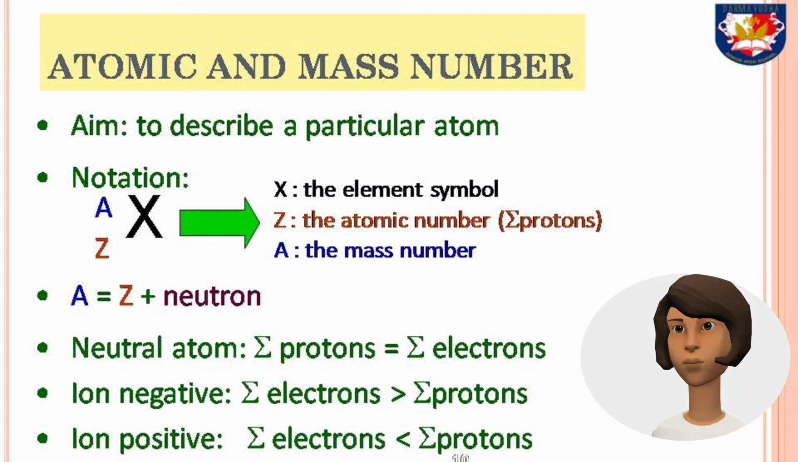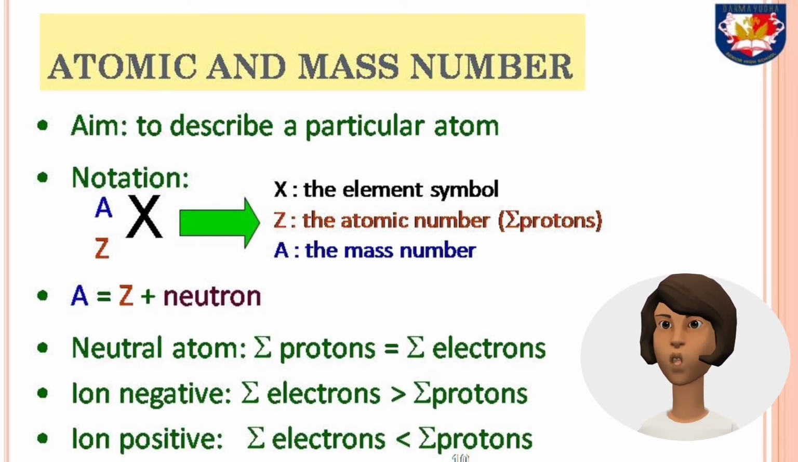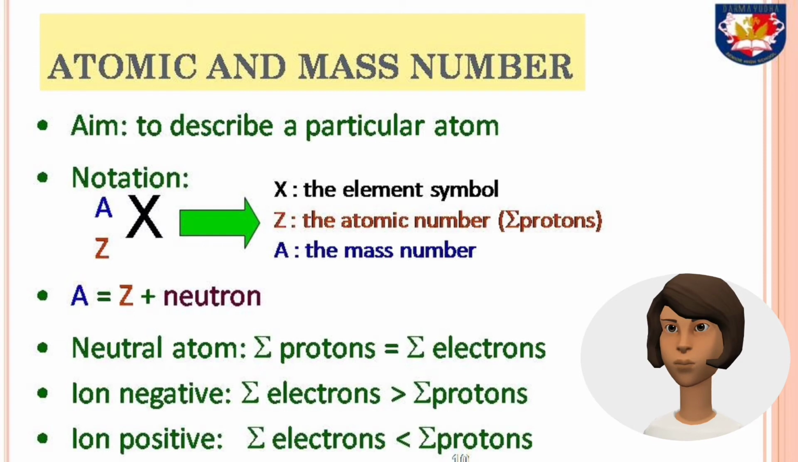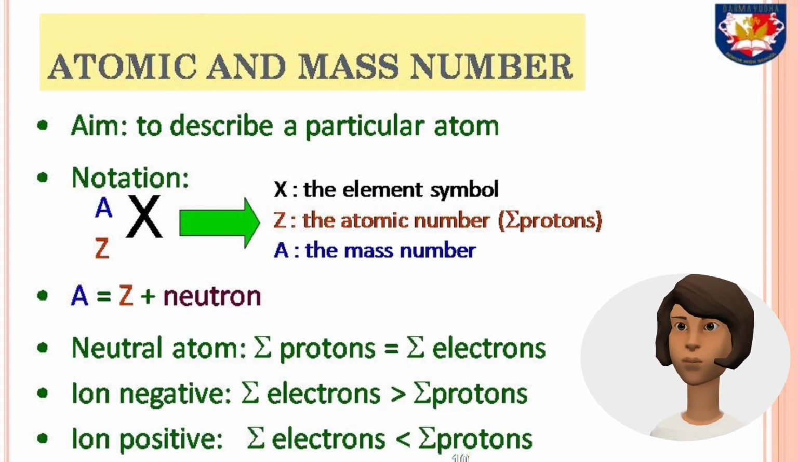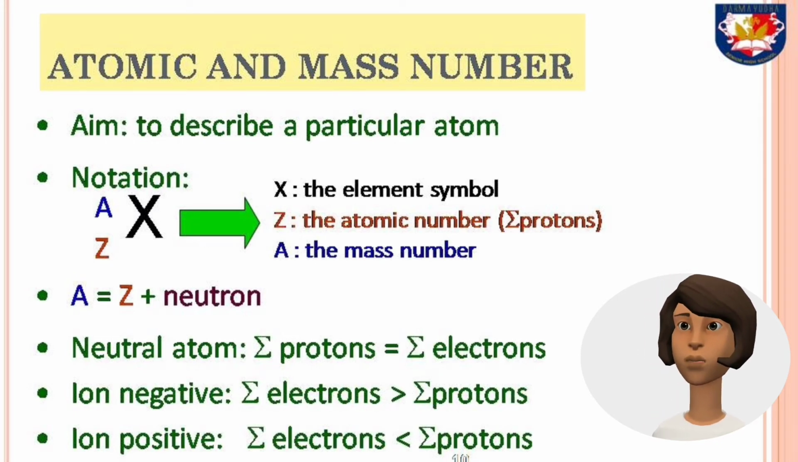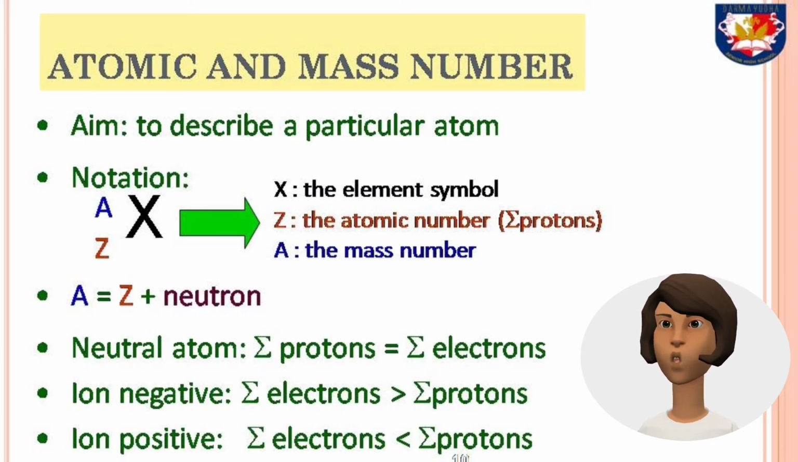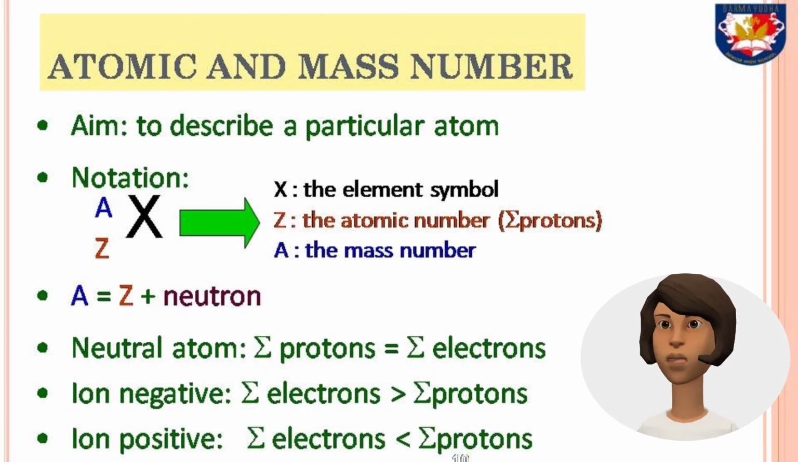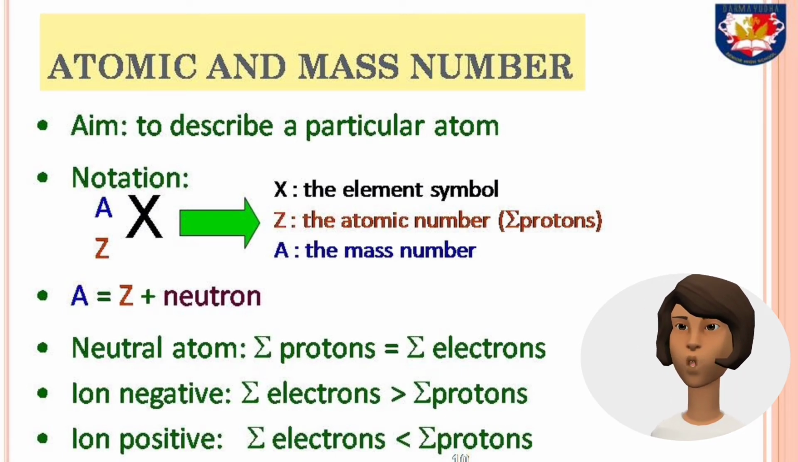There are two important features of an atom. The first one is atomic number. Atomic number expresses the number of protons. And the second is mass number. Mass number is how heavy an atom is. Now, to get the mass number, you just need to add the atomic number and the neutrons. So, if proton number is equal to electron number, it will be a neutral atom. But if there are more electrons than protons, it means that it is a negative ion. But if there are fewer electrons than protons, it means that it is a positive ion.